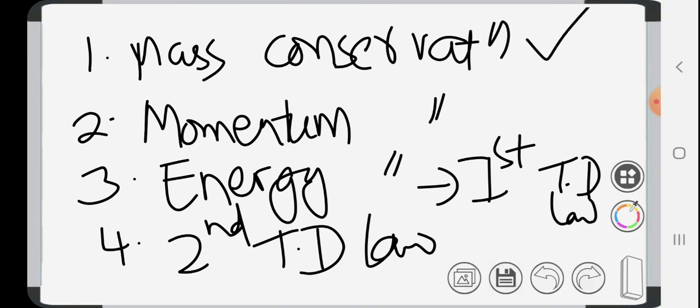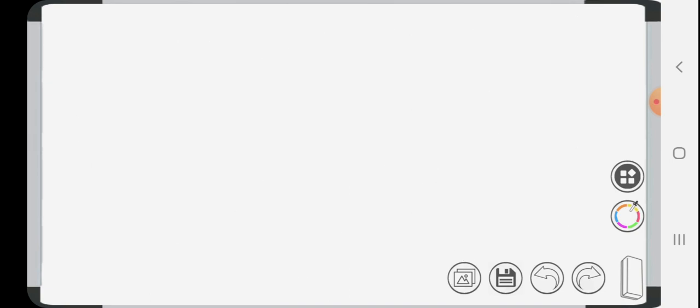This is the law of mass conservation. This is Newton's second law of motion. This is the first law of thermodynamics. This is the second law of thermodynamics. So students, I will move to the first one, mass conservation.